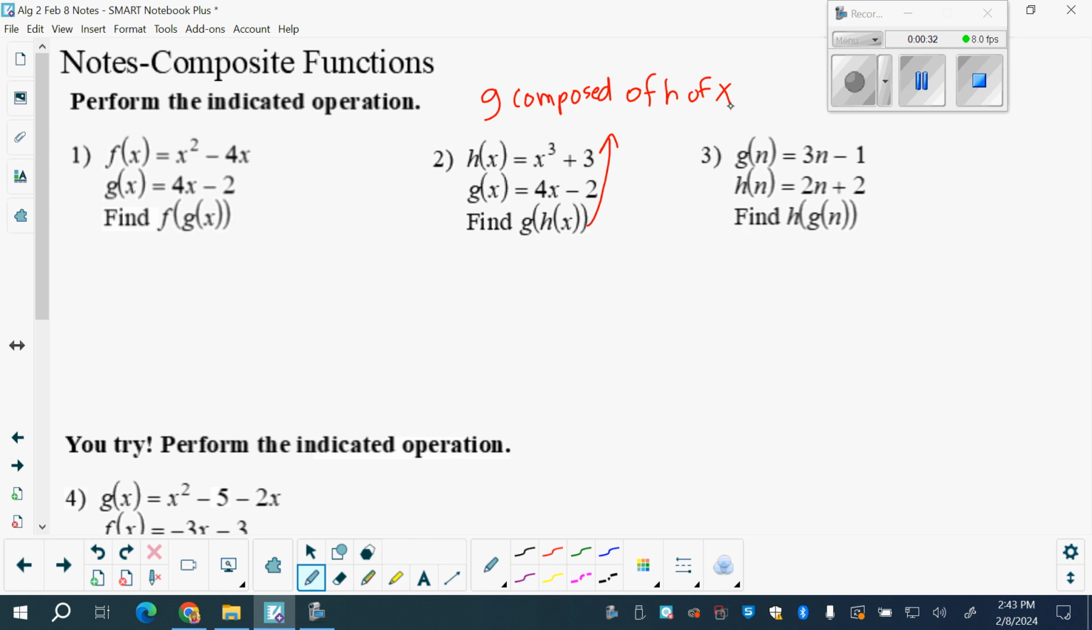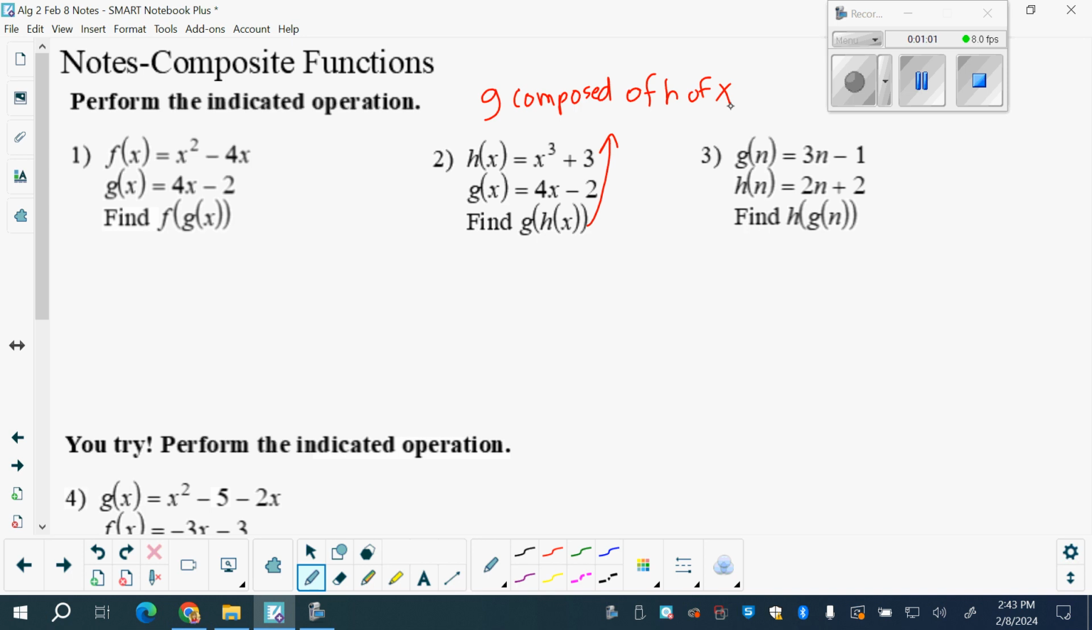That parentheses is not a multiplication. Really common mistake that people think it might be multiplication. It's G composed of H of X. So when we do these composition functions, we go from the inside out. I'll show you an application at the end with inverse functions. There's a ton of applications in calculus. Ton. So we start with the inside out.